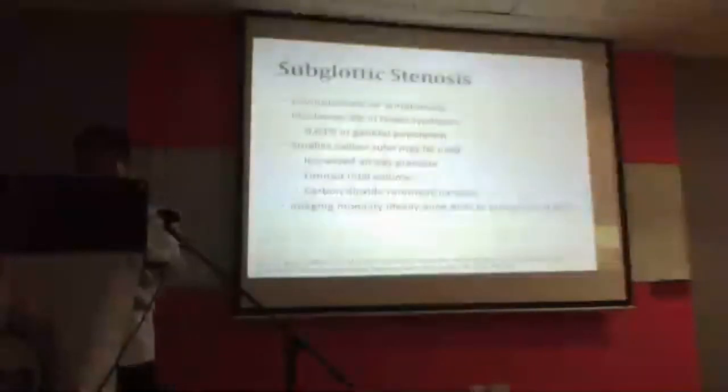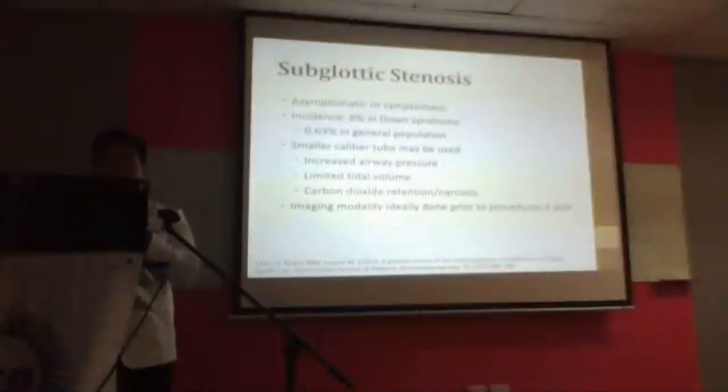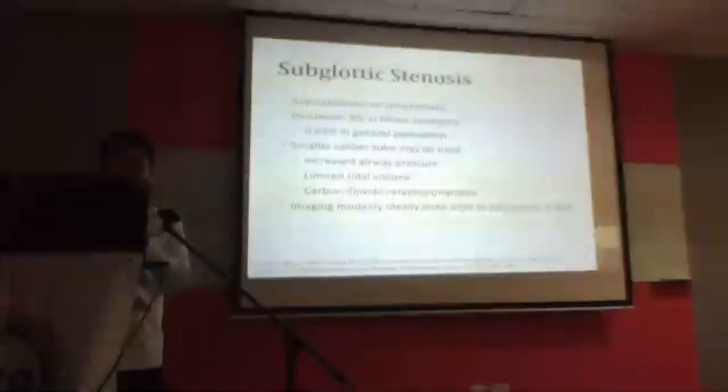Subglottic stenosis is a feature of Down syndrome with an incidence rate 10 times that of the general population. If present, it would necessitate the use of a smaller endotracheal tube to be inserted. A smaller caliber tube, however, would result in increased airway pressures during ventilation, limiting the delivery of adequate tidal volume, consequently leading to carbon dioxide retention and narcosis.